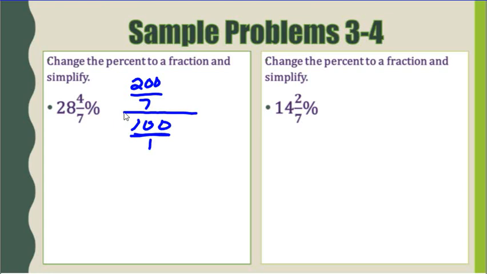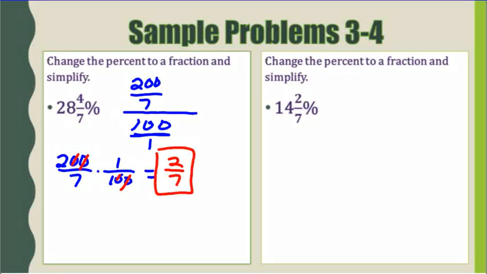So if I'm dividing with fractions, I have 200 over 7 times the reciprocal of the base, which would be 1 over 100. And now I can simplify. These two zeros can simplify because I'm dividing by 100. And I'm left with 2 times 1, which is 2, 7 times 1, which is 7. So my answer would be 2/7.